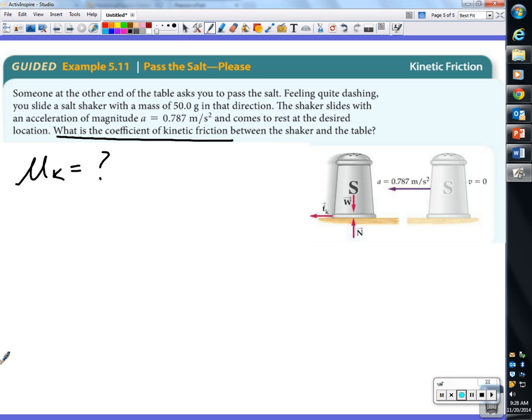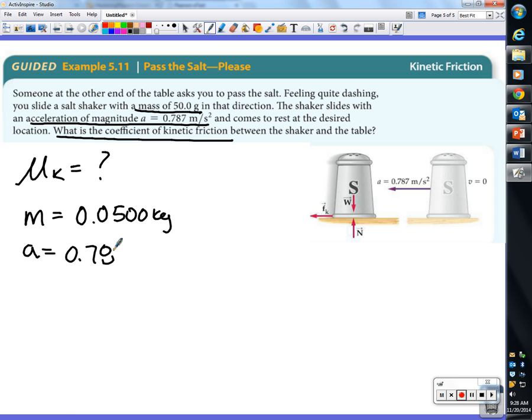What next? Where do we go next? What we have, right? So, a couple of things that we know here. Okay, they gave us the mass of 50 grams, okay? Do we want our masses in grams? No, right? We want them in kilograms. So let's just change that right away. What else? Okay, gave us the acceleration. Acceleration of magnitude 0.787 meters per second squared.